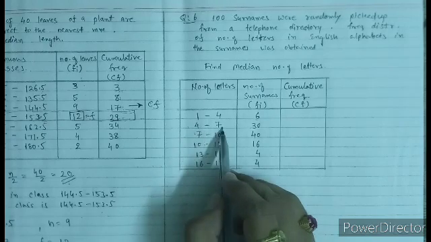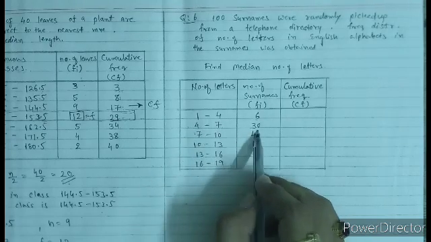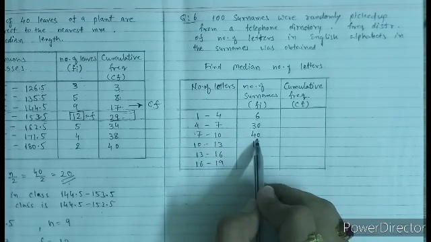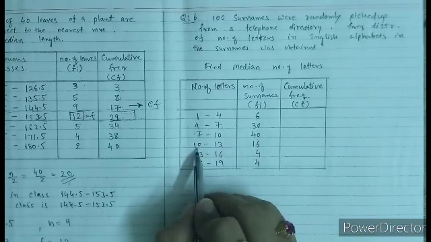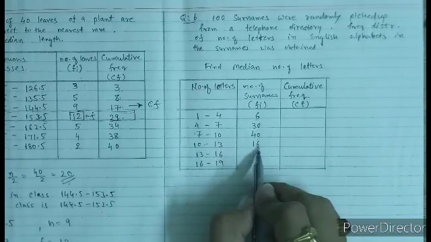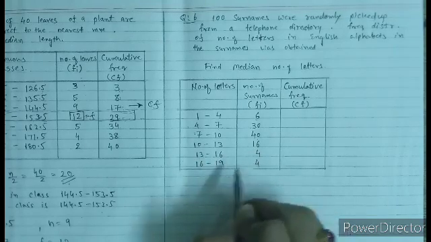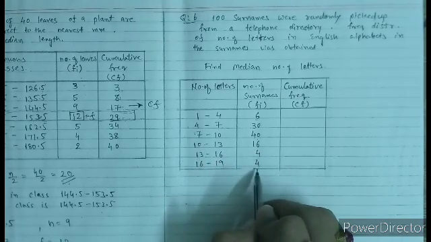Containing 4 to 7 letters, there are 30 surnames. Containing 7 to 10 letters, that is 7 to 10 alphabets, the number of surnames is 40. Containing 10 to 13 alphabets, there are 16 surnames. Containing 13 to 16 alphabets, there are 4 surnames, and 16 to 19 alphabets, 4 surnames.